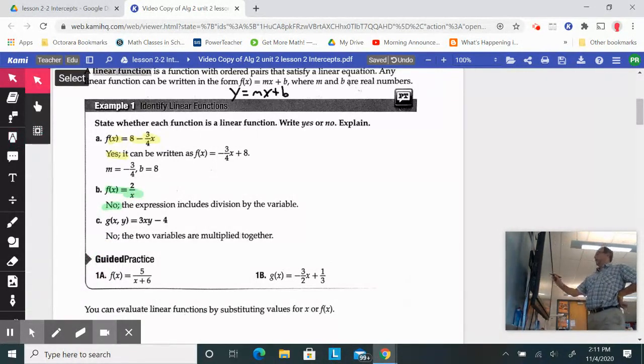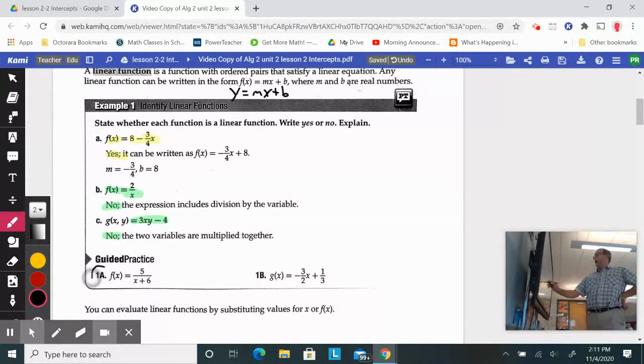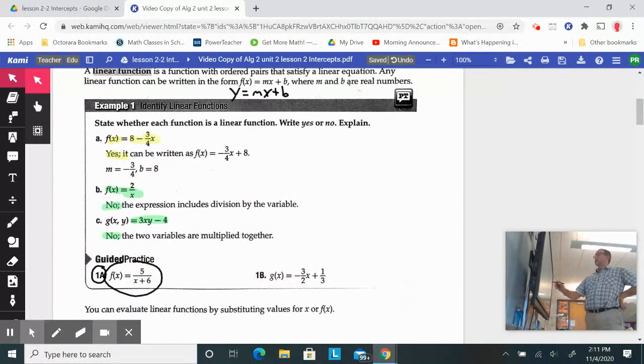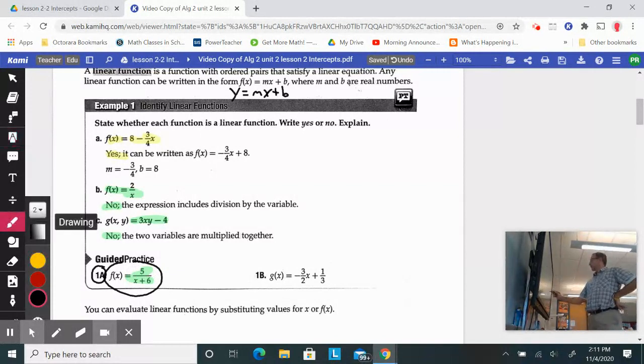All right, the next one, g of x and y. You're going to put in an x and a y. Here's the equation, 3 times x times y minus 4. We can't have two variables being multiplied and be linear. So go to my highlighter. That also would be a no. Okay? So look down at number 1A. What do you think about this? Well, the variable is in the denominator, so that definitely would be not a linear relationship. That's the key here.